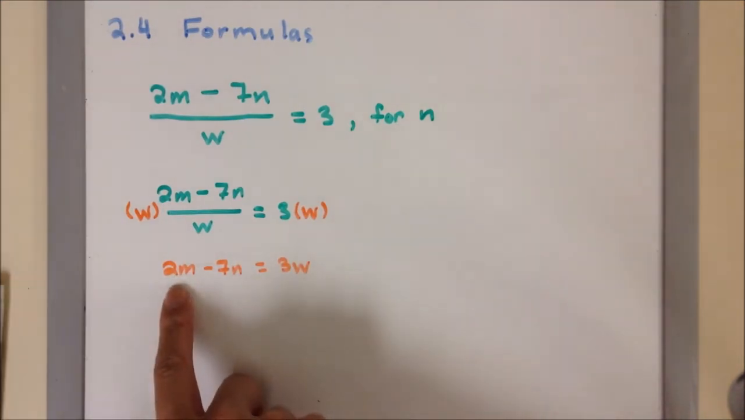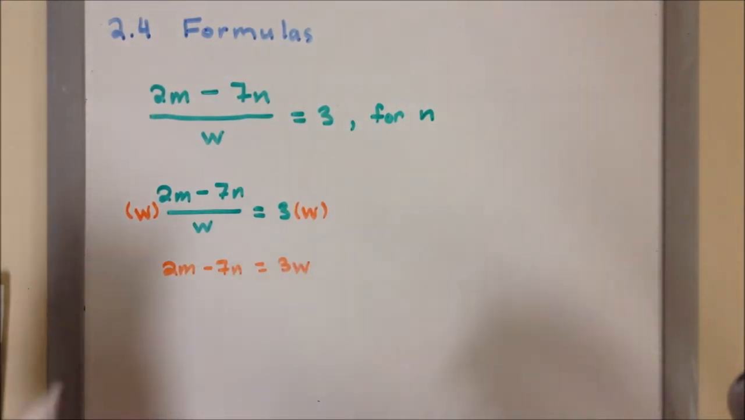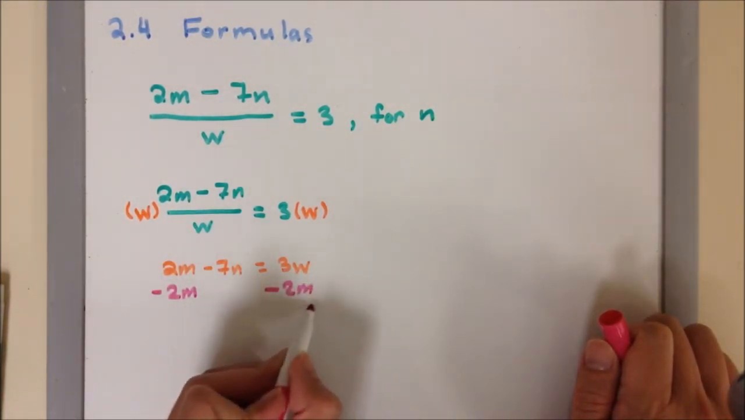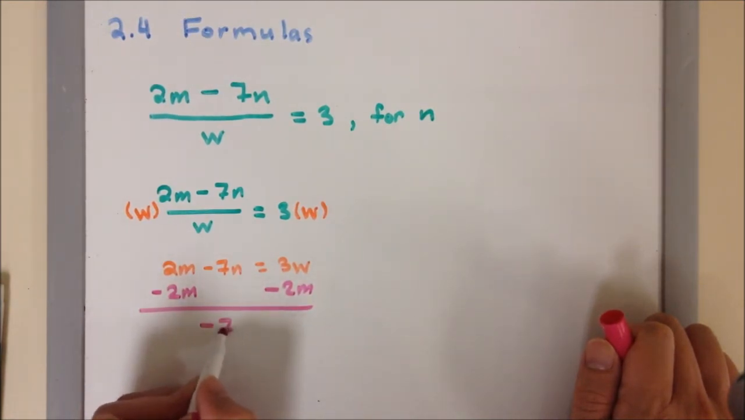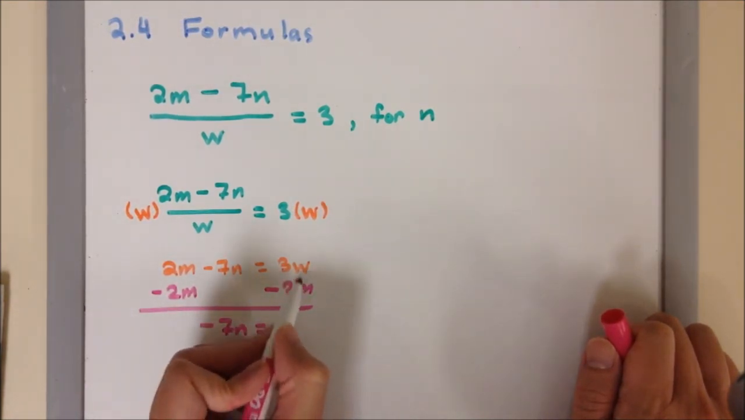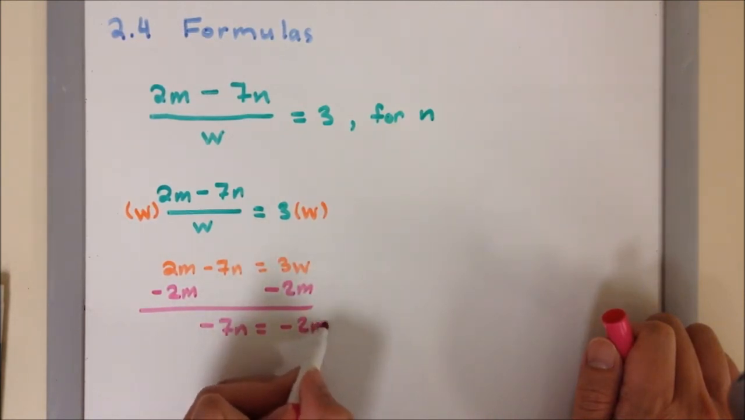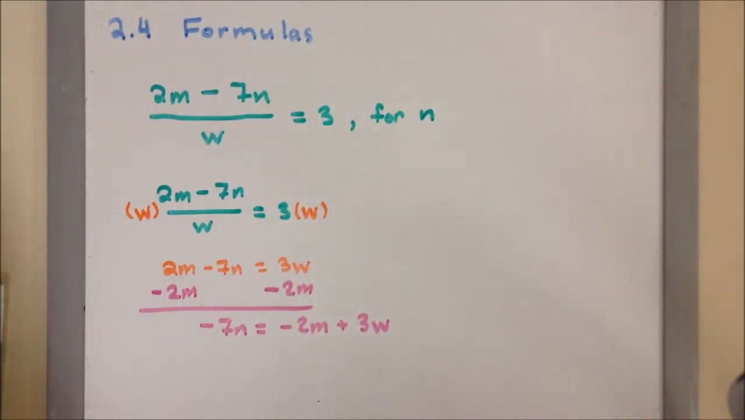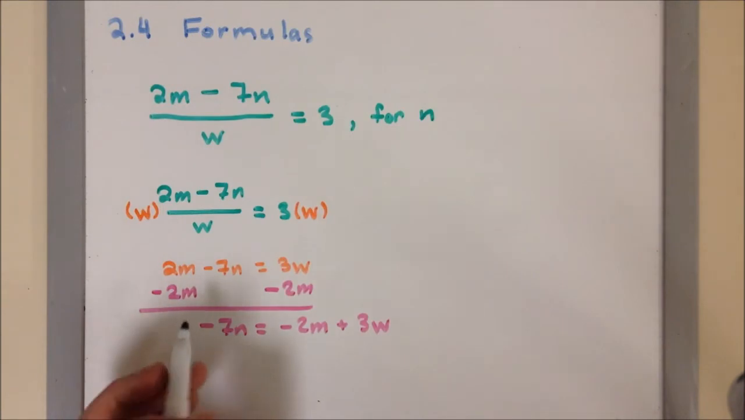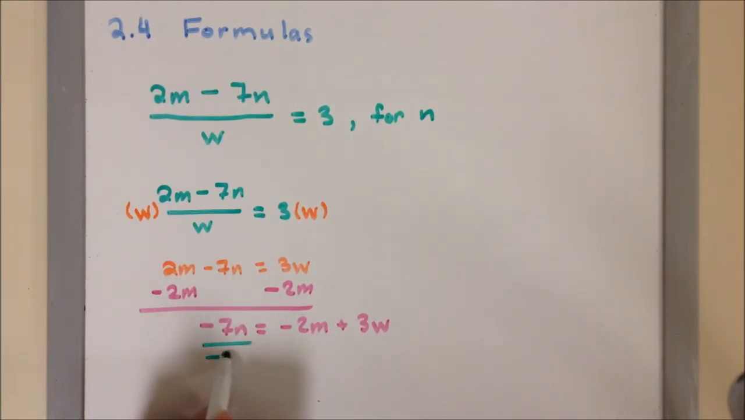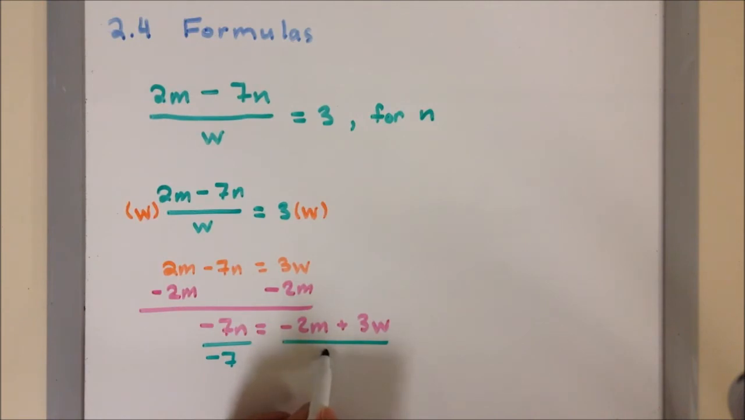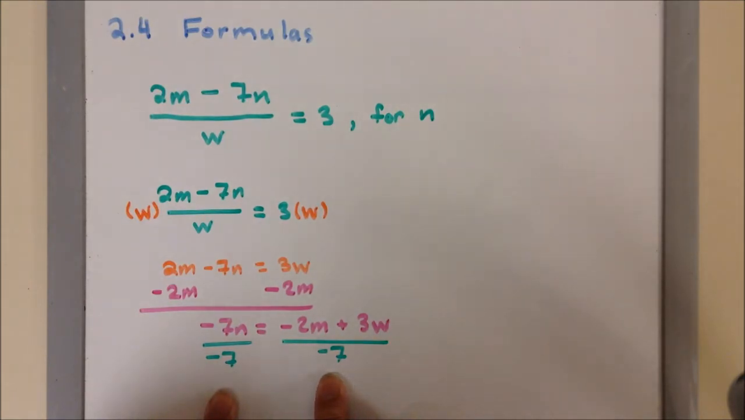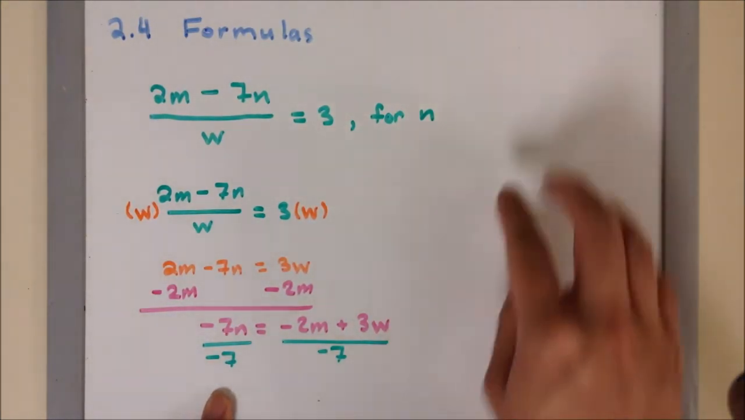Next, I need to get rid of the 2m, so the opposite of 2m will be minus 2m, minus 2m. So it's going to be negative 7n, and on this side I'm going to put my variables in order, so it's going to be negative 2m plus 3w. Alright, next I want to get n by itself, so I'm going to divide the left by negative 7, the right by negative 7. Now, this part, again, we have to be very careful because now we're actually dividing with a negative. So, I'm going to write right here.